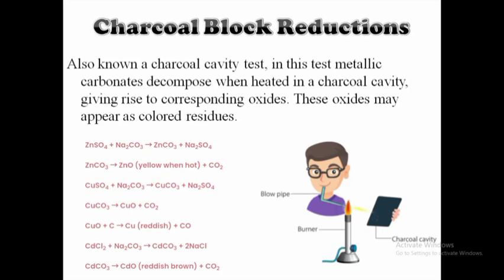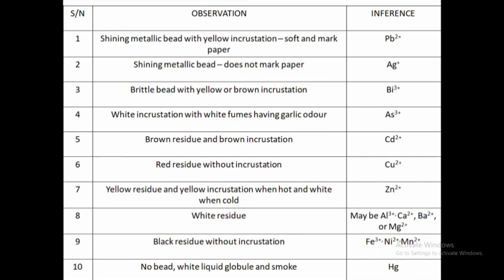The procedure for this charcoal cavity test is you make a small cavity in the charcoal block with the help of a borer. Mix the given mixture with sodium carbonate. Moisten it with a drop of water. Heat in the charcoal cavity in the reducing flame with the help of a mouth blow pipe and observe the color of the residue left.